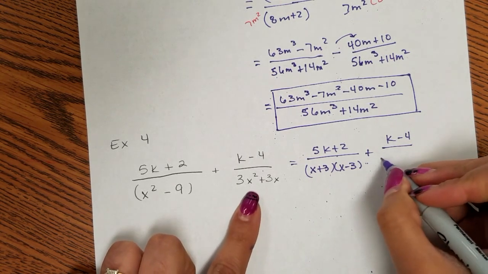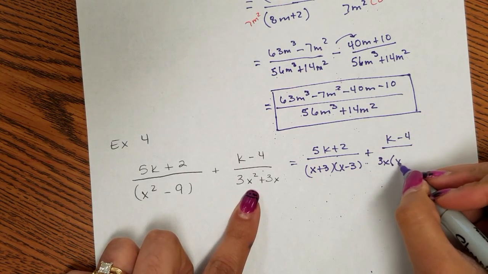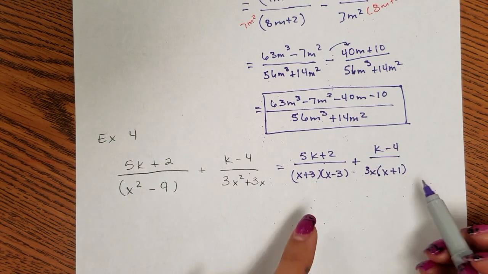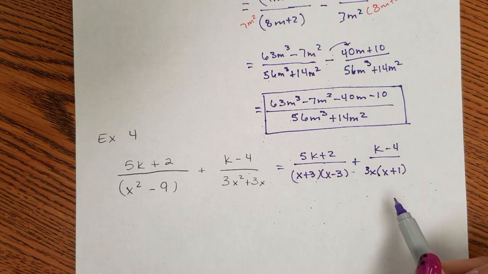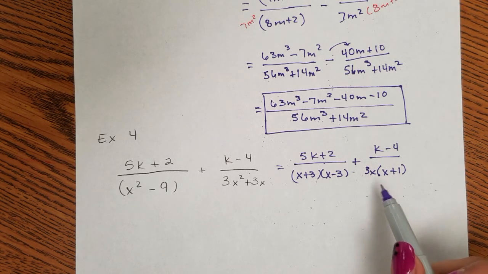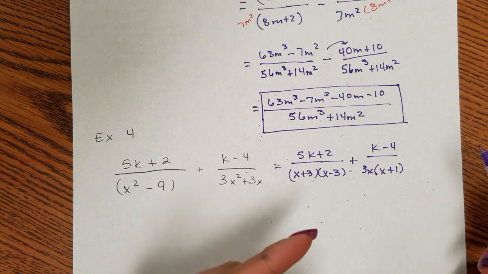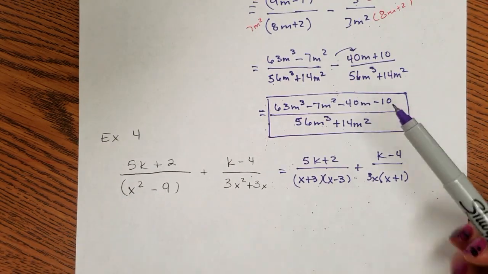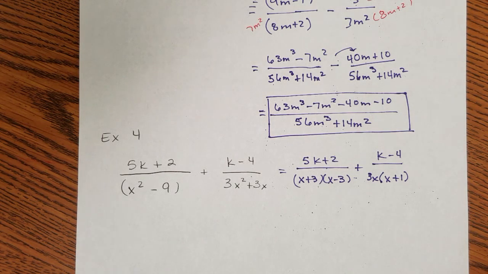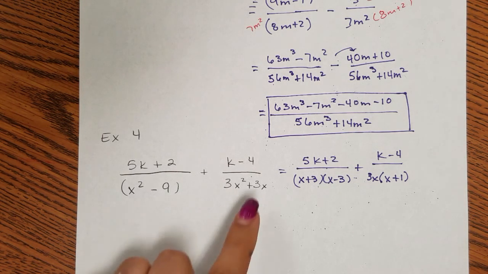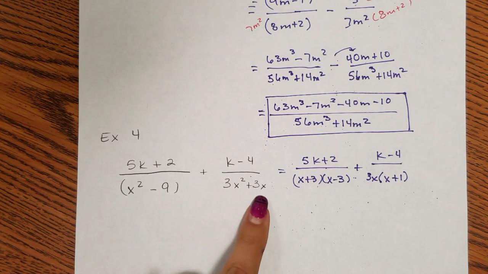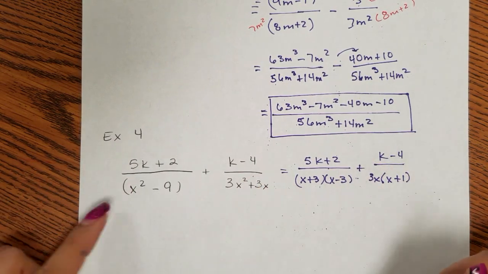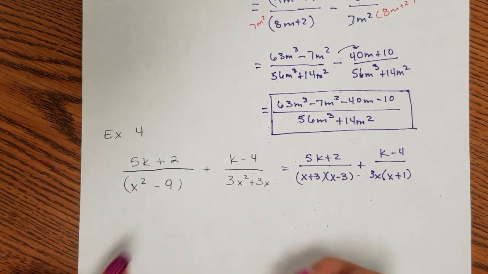I can pull out a 3x here. 3x is going to leave me with x plus 1. Okay, so here they both share nothing. There are no common factors, so we're going to end up doing the same thing. We're going to have x squared minus 9 times this whole 3x plus 3, 3x squared plus 3x. So I'm actually going to start from over here so that I don't have to rewrite it. I'm going to be multiplying this by the one on the right.